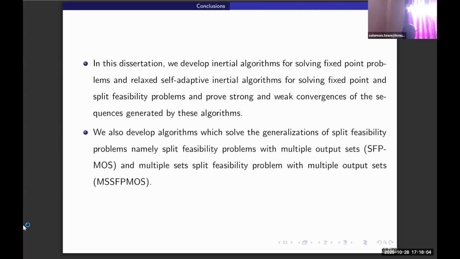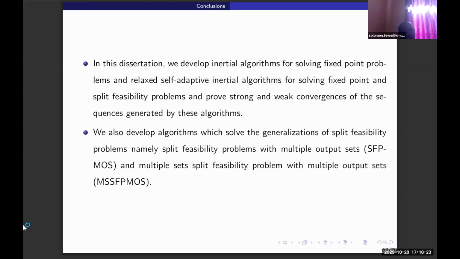So my conclusion. Actually, there is one result I didn't include, because I was afraid I would not have much time. I have a total of 6 results, so I only presented 5 results. So this is the conclusion.